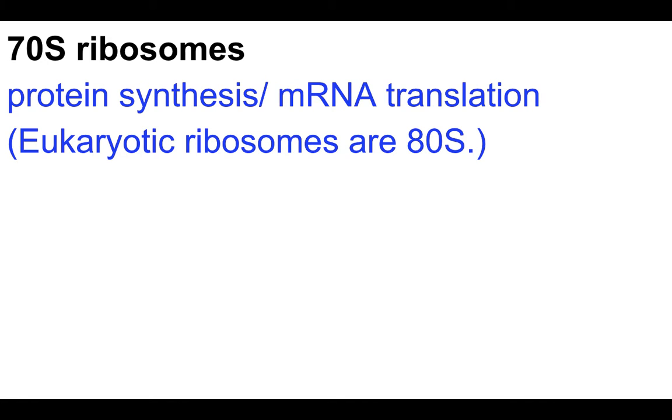Prokaryotes have 70S ribosomes. And the 70S is about their size. Specifically, it's about how they separate in a centrifuge, but you don't need to know that. Just that 70S ribosomes are found in prokaryotes. They have the same function as 80S ribosomes in eukaryotes, which is translation of mRNA and protein synthesis.